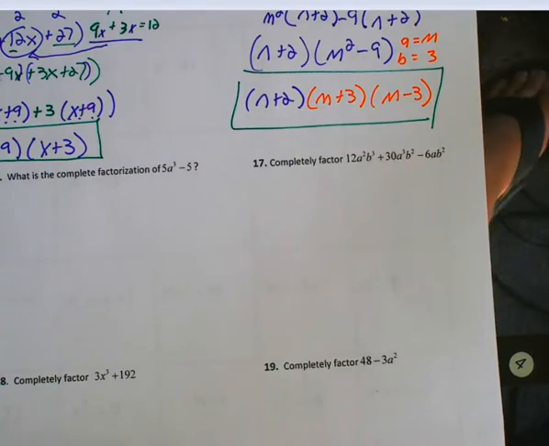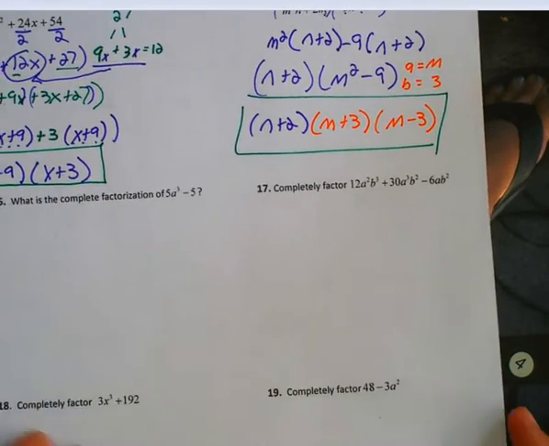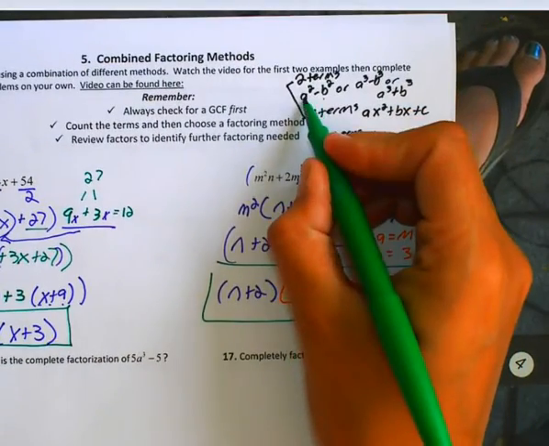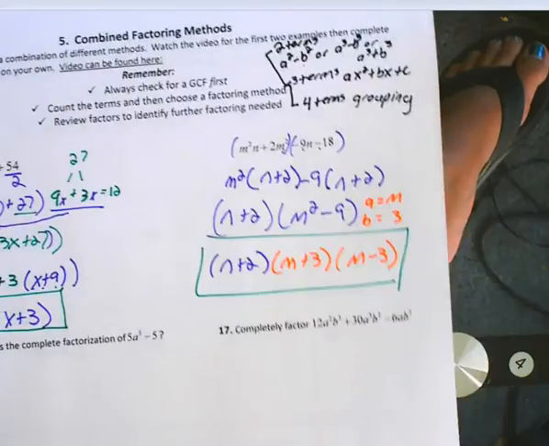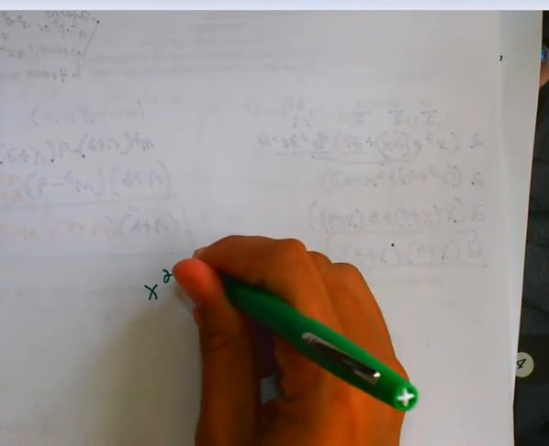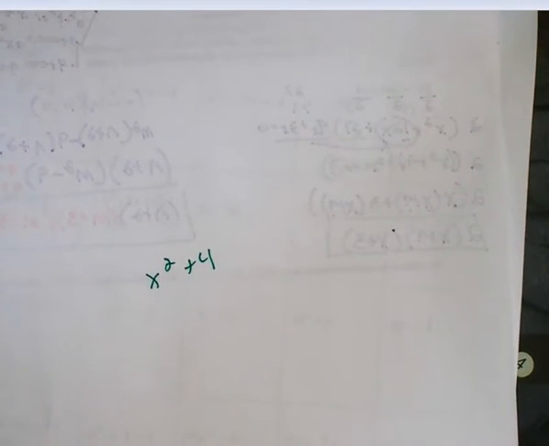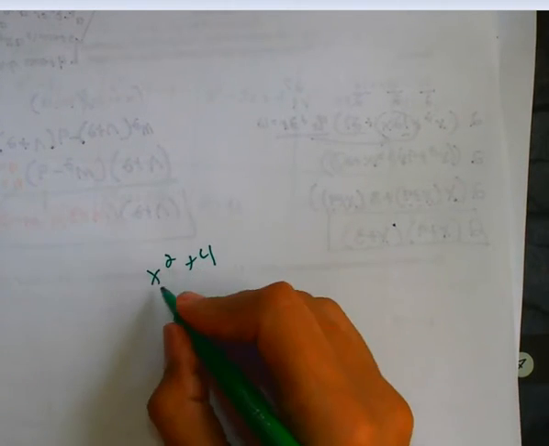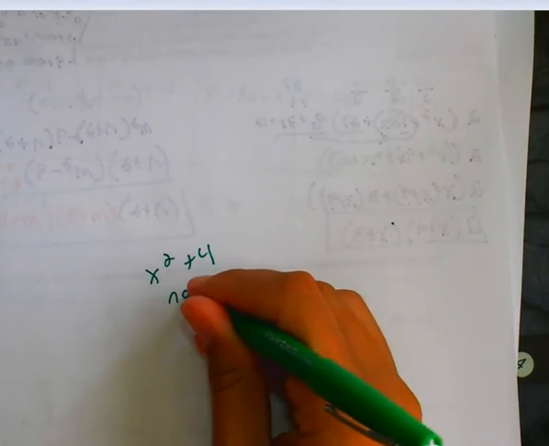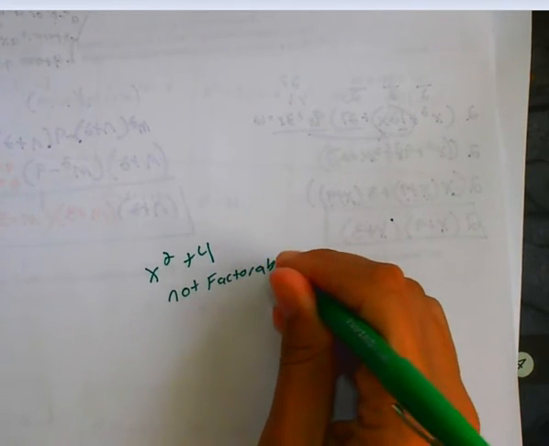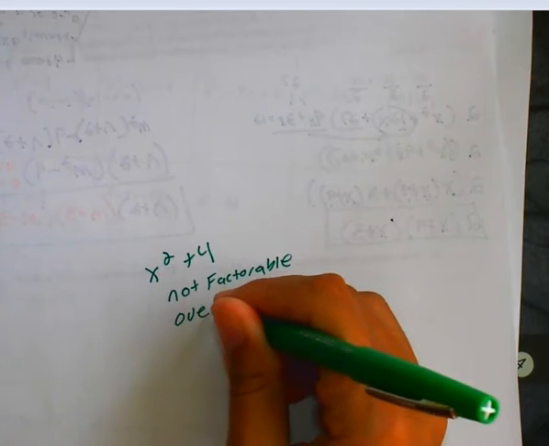But I just want you to be careful, because we've talked about the difference of perfect squares. Okay, the sum of perfect squares, something like this, x squared plus 4, is not factorable over the set of real numbers. So what we want you to do if you see something like this is just write not factorable over the reals.